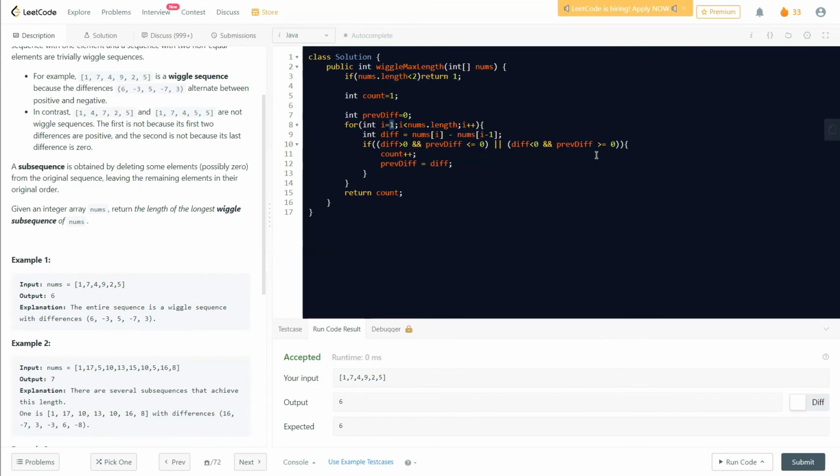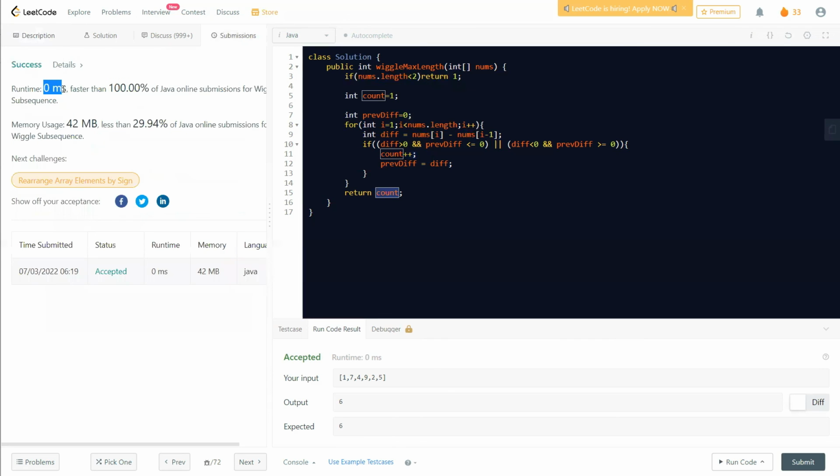If there's a change in sign happening at any position, we increment our count and assign our previous difference the current difference. It's nothing more than that, just finding out whether a sign change is happening or not, right? So that's a simple solution to this question, and we end up returning the final count. And as you can see, this is a 0 millisecond solution. So that's the idea behind this question.